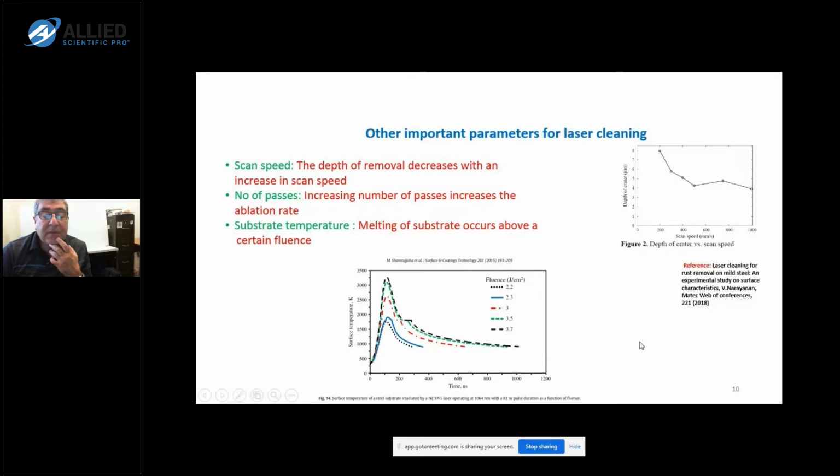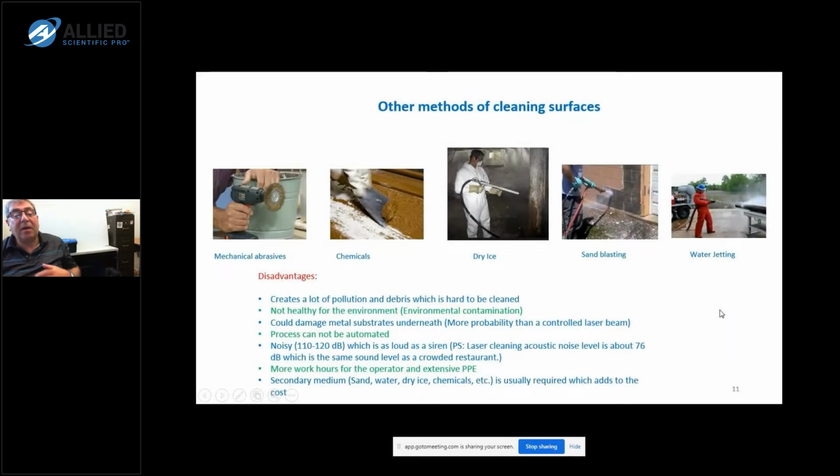So that's important. Now, we also look at other methods of cleaning surfaces. These methods, from left to right: mechanical abrasives, chemicals, where you apply a chemical and then you wait and then you scratch the coating. And then there are other methods where you have some kind of secondary material coming out of a high pressure nozzle, such as dry ice, which is CO2 pellets, sandblasting, where we have grits and sand coming out of this nozzle, or water jetting, where water is coming out.